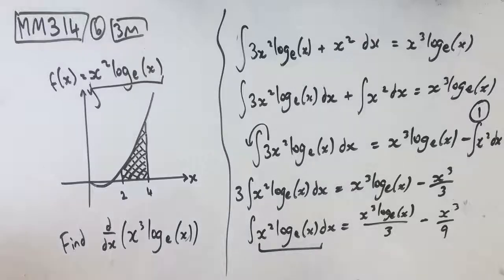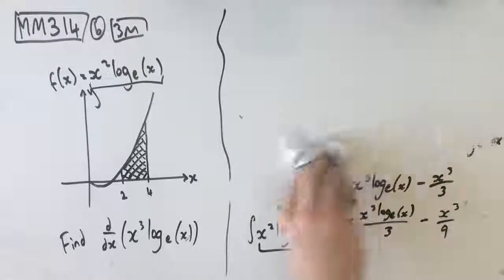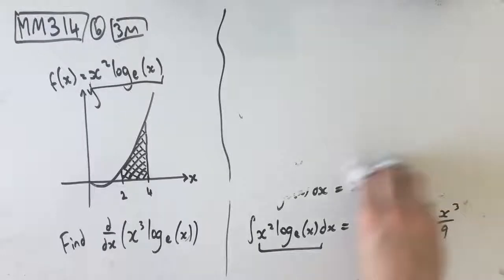I don't think we've hit our second mark yet, so we'll keep going. So, now what? Well, we know that we want to find the area from 2 to 4 of this function, so now we need to just evaluate this integral from 2 to 4, okay? So, how do we do that? Well, it's actually pretty straightforward.